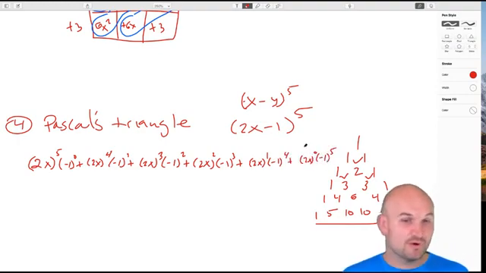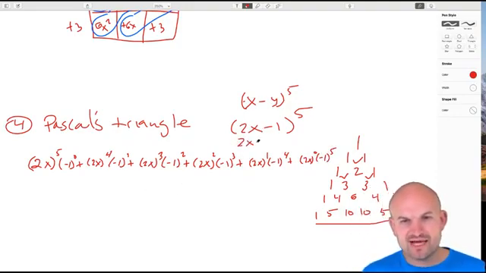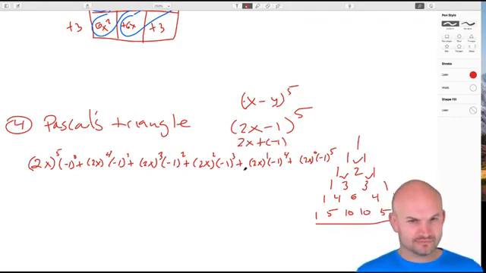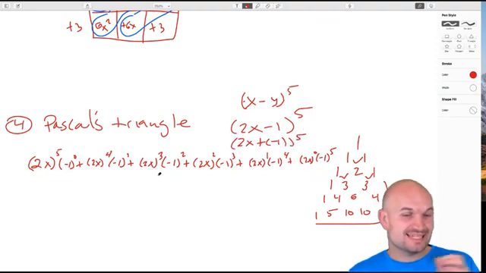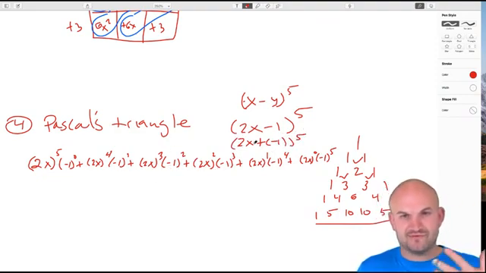5th. Now, it's important when you have this negative 1, this second term, because it's really 2x plus a negative 1 to the 5th power. That's going to give you an alternating sign. It's going to go positive, negative, okay?